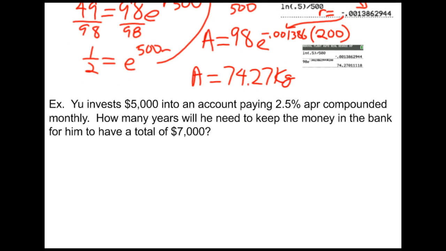This one deals with money. This one says you invest $5,000 into an account paying 2.5% APR, that's annual percentage rate, compounded monthly. How many years will he need to keep the money in the bank for him to have a total of $7,000?